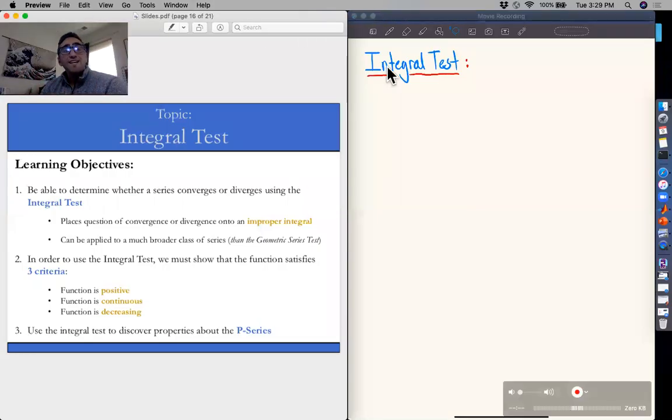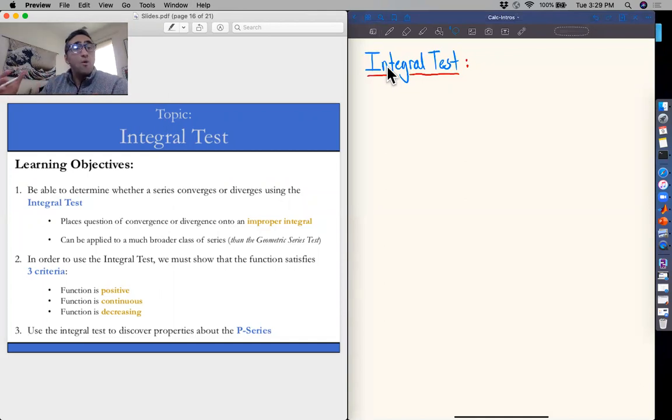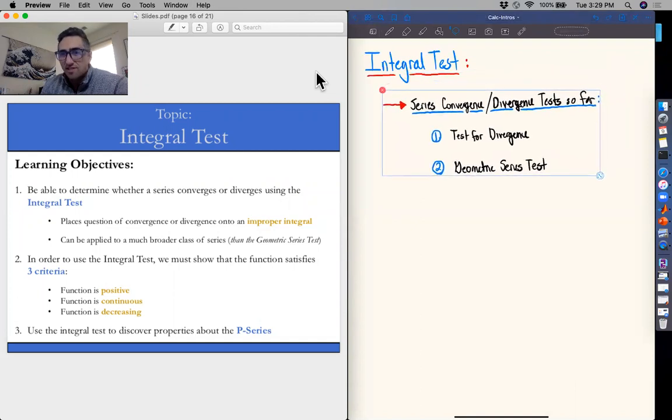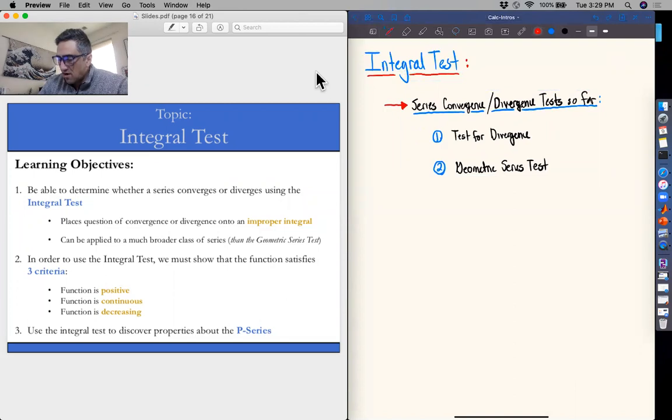So today we're going to focus on what's called the integral test for determining whether a series converges or diverges. Now let's set up the context of why we are introducing this integral test in the first place. If you remember, so far in our story of series convergence and divergence tests, we really have two tests so far at our disposal. We have the so-called test for divergence, and we have the so-called geometric series test.